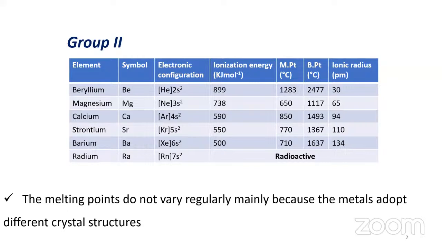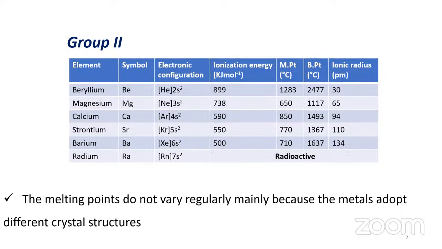We also look at the melting point and the boiling point. If you look at the melting point and the boiling point, it generally decreases down the group. But you see that magnesium deviated. Your beryllium melting point is 1283 degrees, while your magnesium is 650 and our calcium is now 850. So for your group 2 elements, it's different from your group 1 elements. The melting point does not vary regularly.